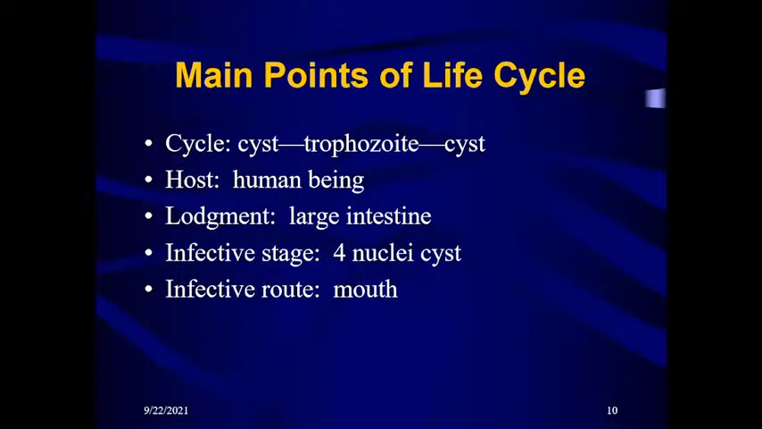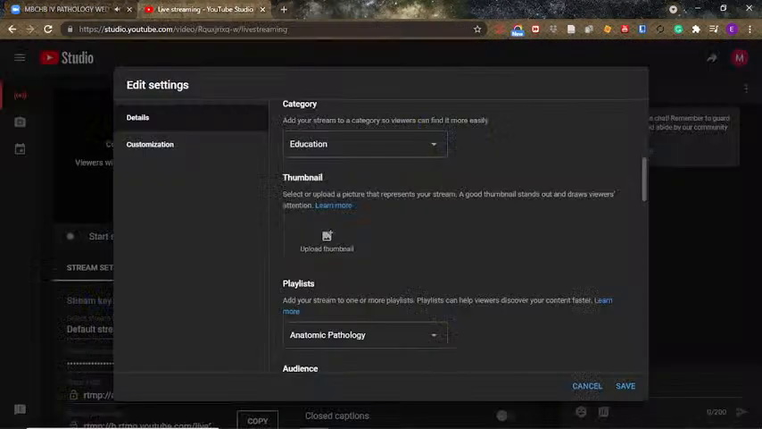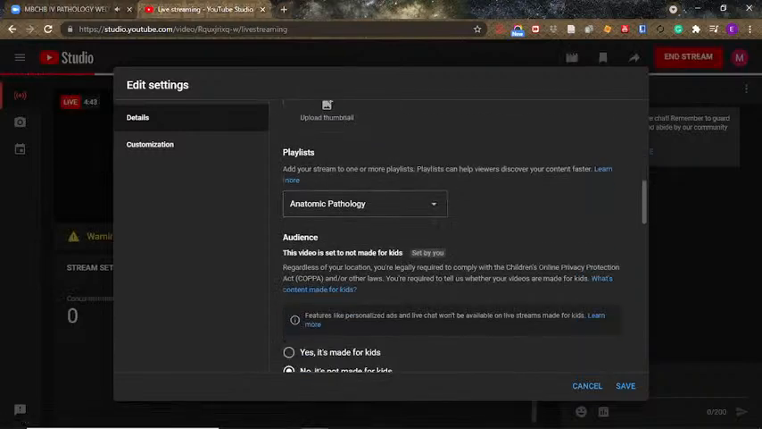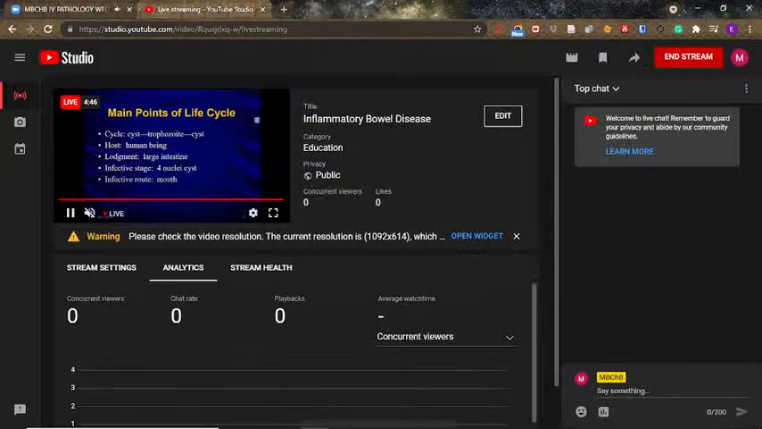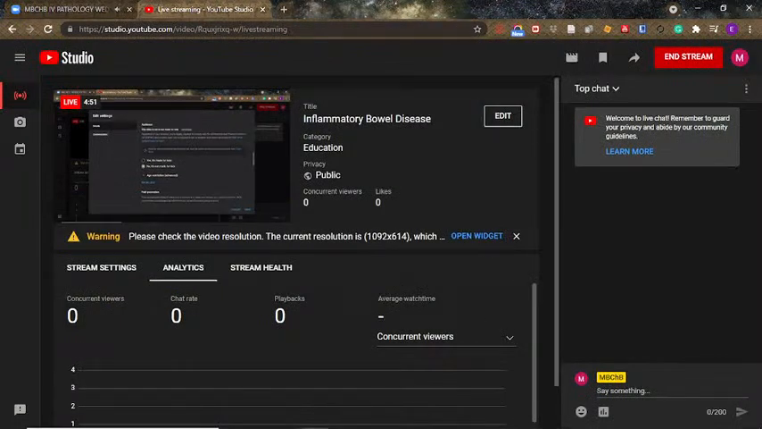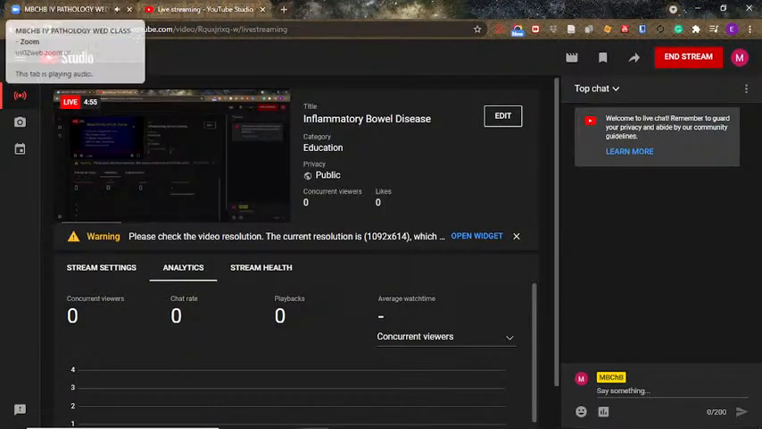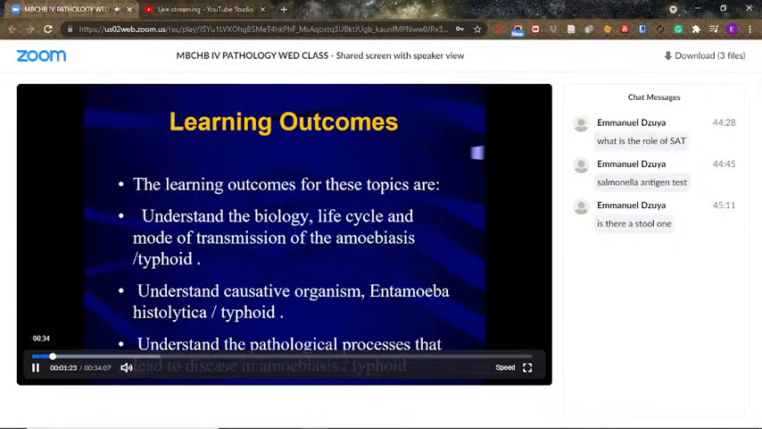Usually we have a cyst, ingestion, then it transforms to a trophozoite, which releases or becomes more cysts. The host is the human being. It lodges in the large intestine, so in the colonic. Importance in the HIV or AIDS processes.